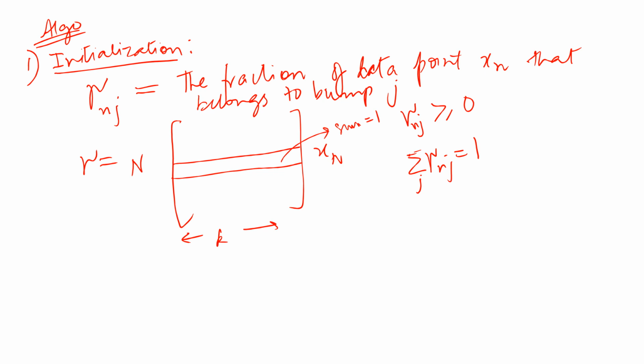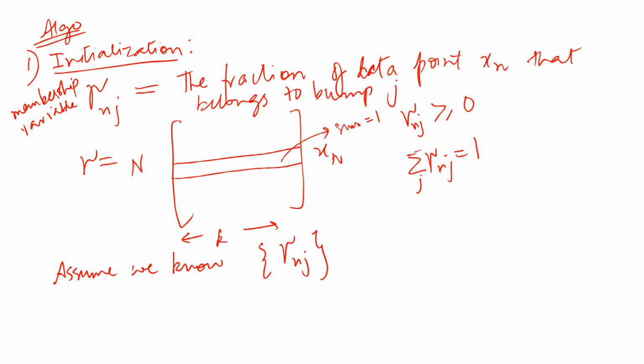So initialization involves, I haven't started initialization, I started talking about this membership variable. We also called it membership, and the book refers to it as membership variable. So I'm going to stick to that. And now is step 1. So what was this initialization? The initialization is that assume we know some gamma n of j.